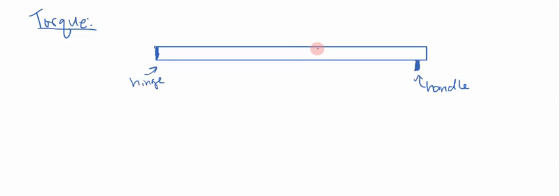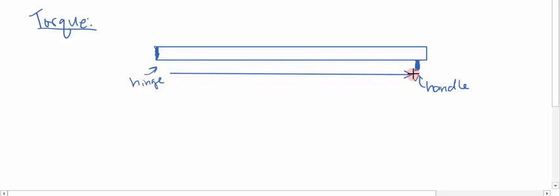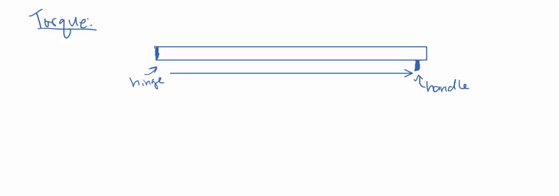So torque. You imagine a door, so I try to draw a door here. Here's the handle, there's the hinge. So we have a door and we apply a force to this door. Usually we would apply it at the handle, and notice that this handle is pretty far away from the hinge. So we would have this distance right here, and I'm going to call this distance R.